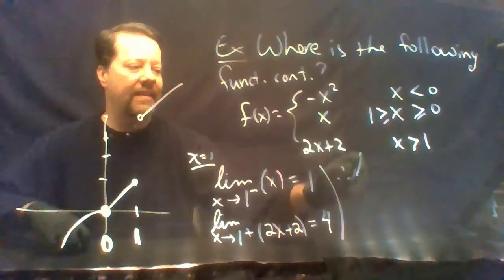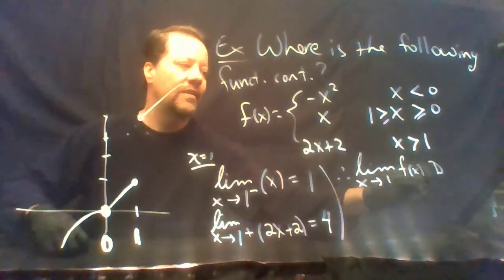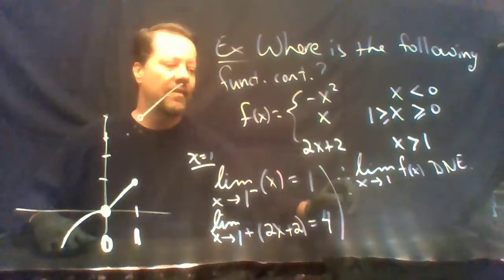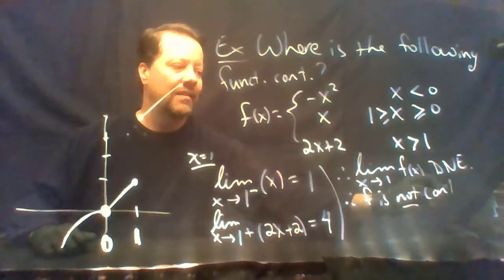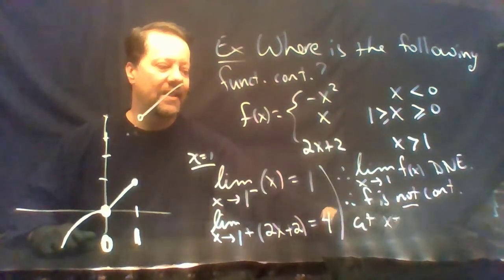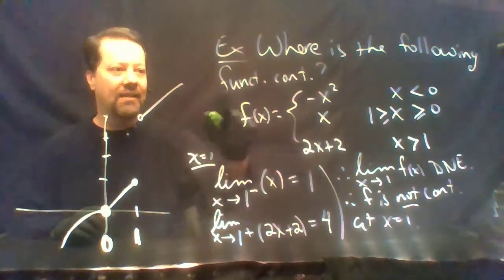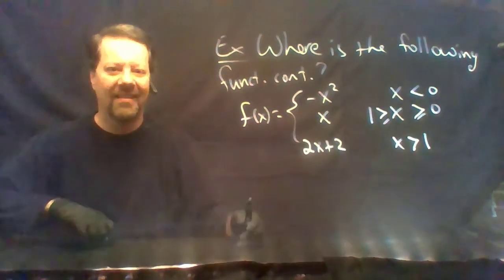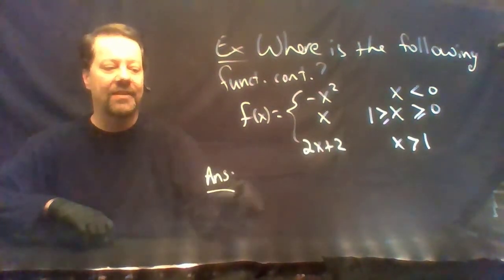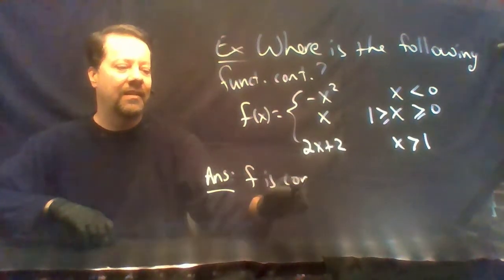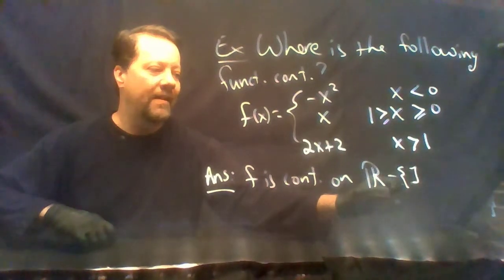We see then that the limit as x goes to 1 of this function does not exist. Therefore, f is not continuous at x equals 1. We still have to put together and tell where this function is continuous. We can finally state our answer as follows: it's continuous everywhere except at 1.